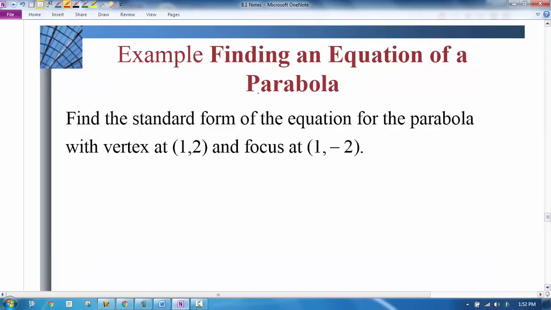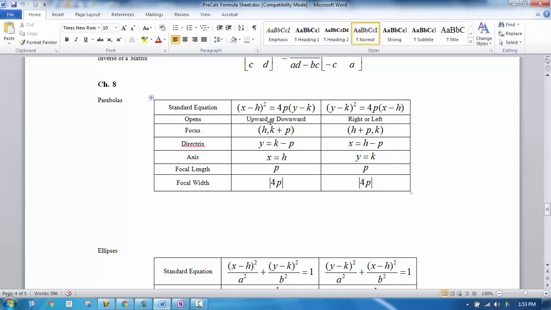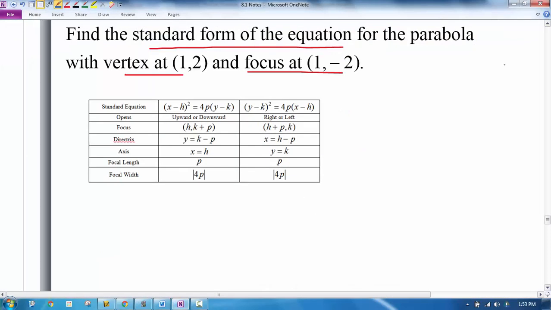So let's do an example right here. Here's an example of finding an equation of a parabola. They're going to give you different things, but the first one gives you the vertex and the focus, and it wants you to write a standard form equation. So on the formula sheet, if you pull that up, here's all that information. So I'm going to copy that over.